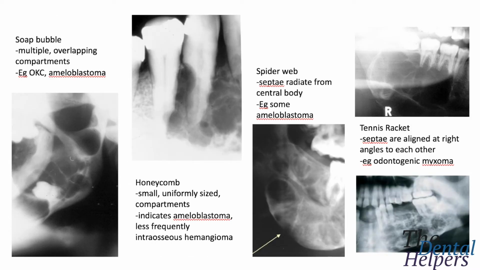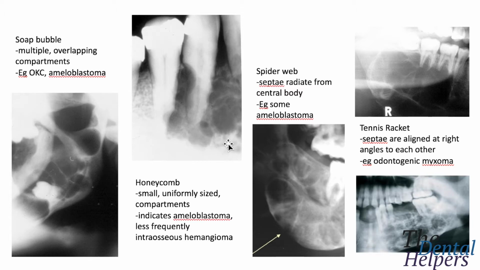So let's look at the soap bubble. So as I said, it's multiple overlapping compartments. If we look at right around here, we see that there's all these random sized circles. And this is going to be seen mainly in your OKCs or your ameloblastomas.